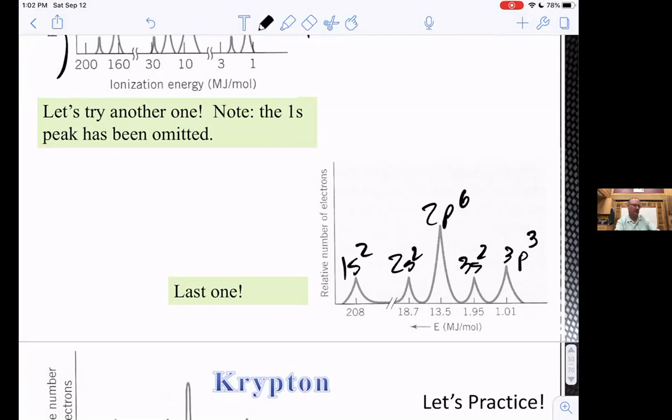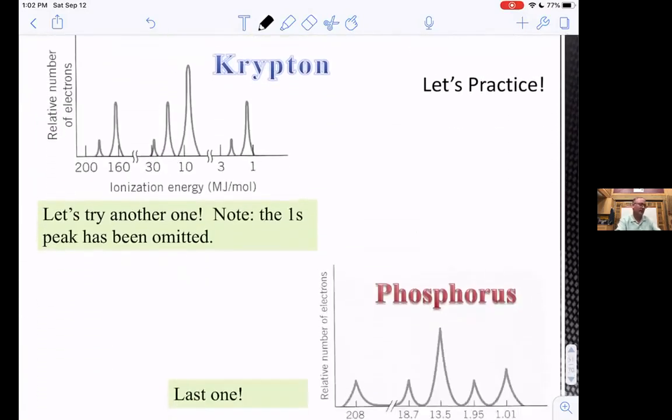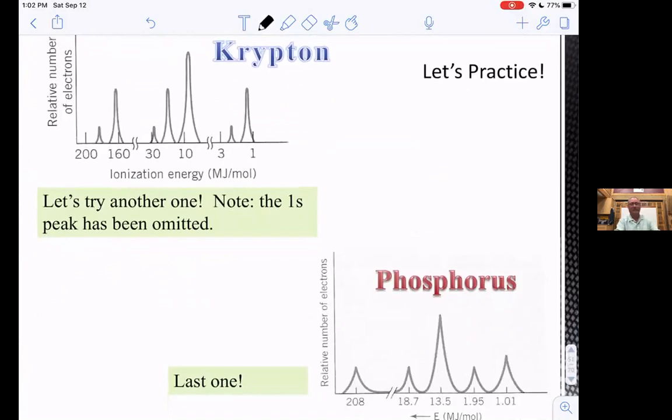Let's see. Let me just look. Yeah, it's phosphorus. I was going to say phosphorus, but I didn't want to make a fool of myself. So yeah, it's phosphorus. That's PES.